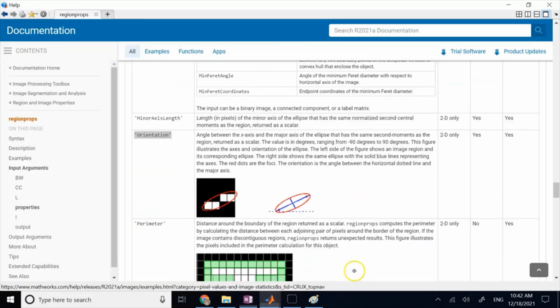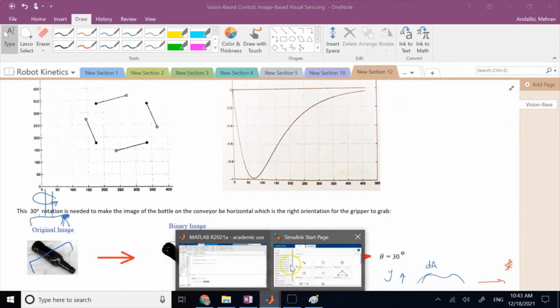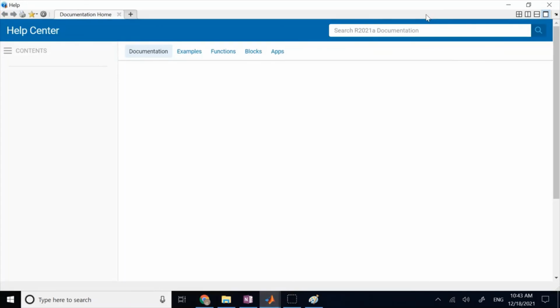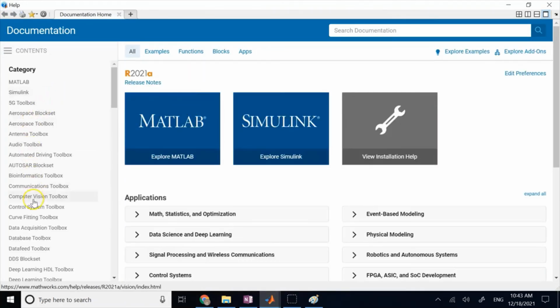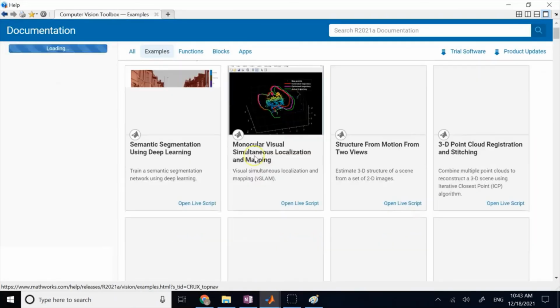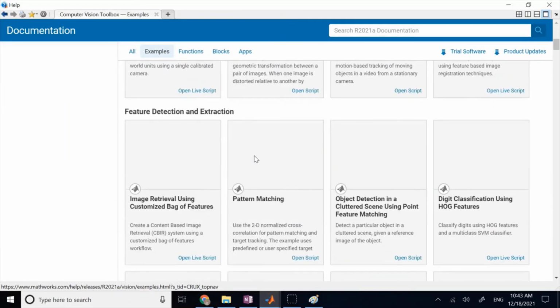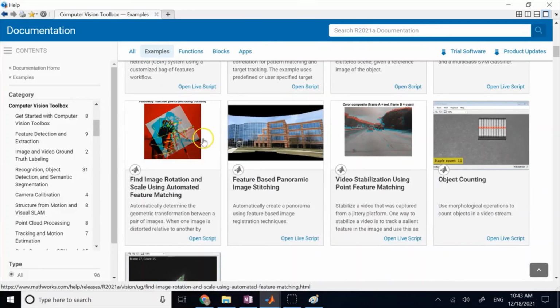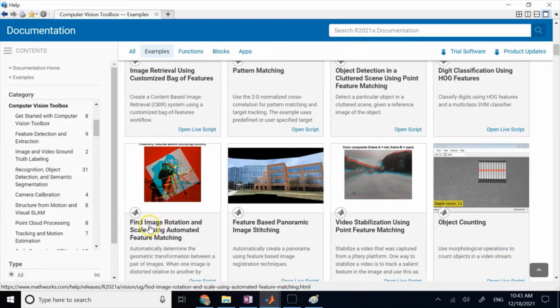Now, let me show you one more thing in the computer vision toolbox, since I mentioned these feature points. Again, the feature points is a topic of its own, okay? So my goal here by no means is to teach you about the feature points, but what is it really? So here we go again to computer vision toolbox. We go look at the examples. And one of the examples that might be useful to you is this example, which is finding image rotation using feature matching.